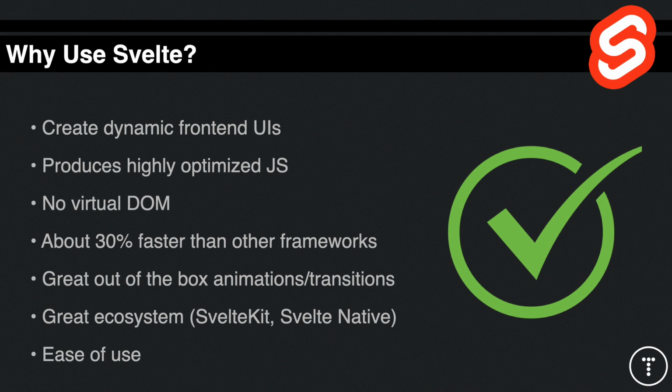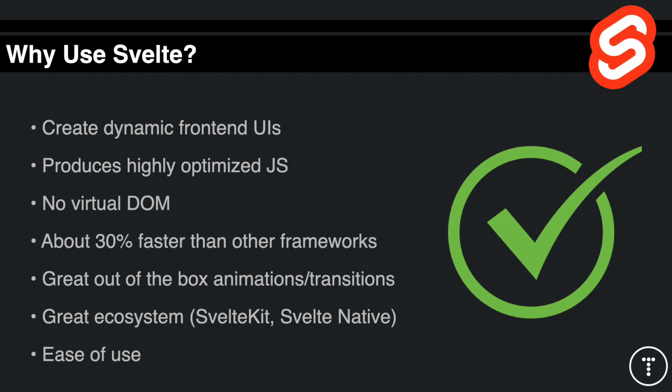So let's take a look at some of the advantages or some of the reasons why you would want to use Svelte. So of course you can create dynamic front-end user interfaces. That's not really just Svelte, that's any modern framework. It does produce highly optimized JavaScript code with no overhead. There's no virtual DOM, as we talked about. In turn, things happen faster. Now, don't hold me to this. I've done a little bit of research, but I came to find that Svelte overall is about 30% faster than other frameworks. And I'm sure there's a lot of variables that go into that, but there is a performance benefit in some areas. So Svelte also includes out-of-the-box animations and transitions that are really easy to use, and we'll go over some of those later on.